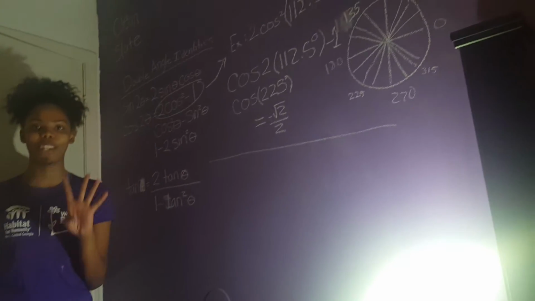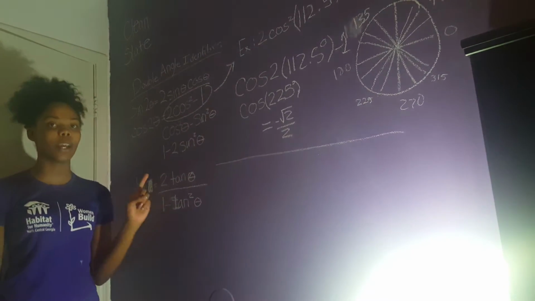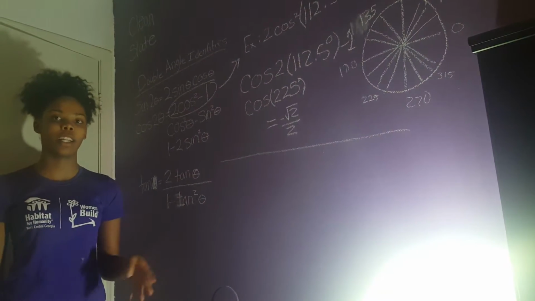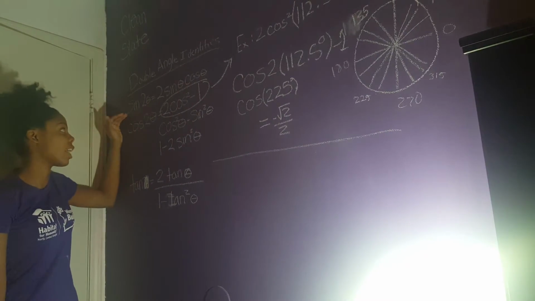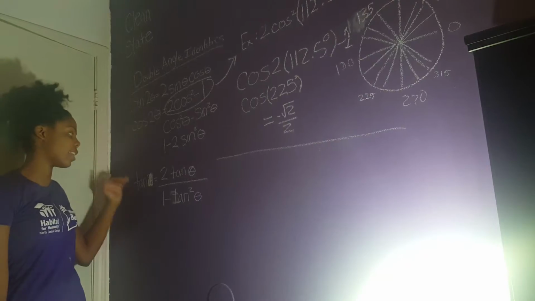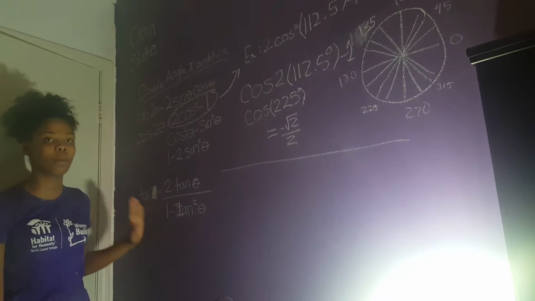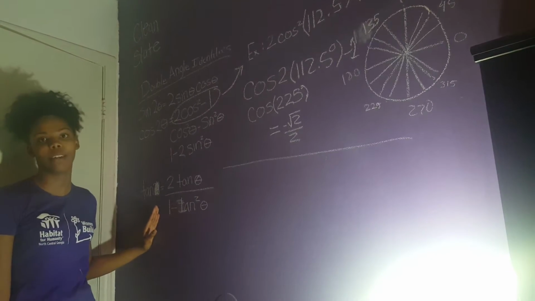Today we're going to talk about 4 different types of identities. We have double angle, half angle, sum, and difference identities. First, we're going to start with double angle identities. We have sine 2 theta, cosine 2 theta, and tangent 2 theta. It's going to be important to remember these for the rest of your life.